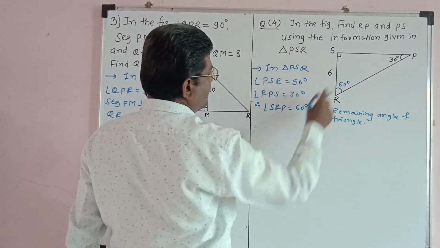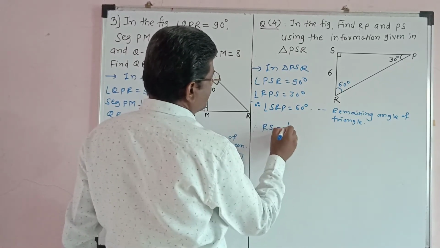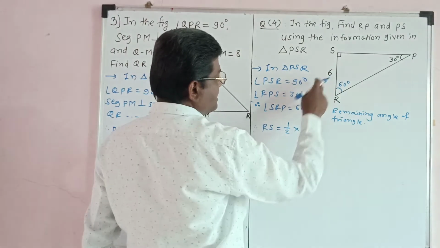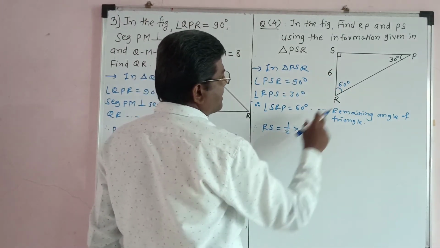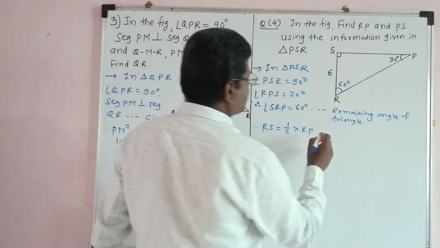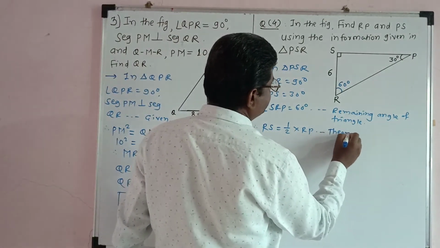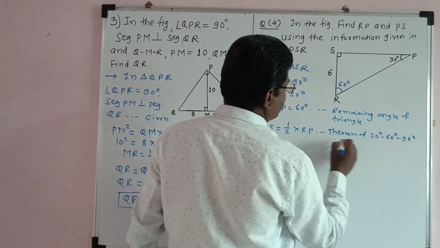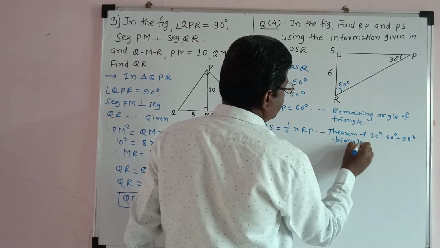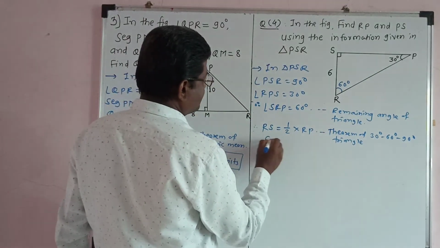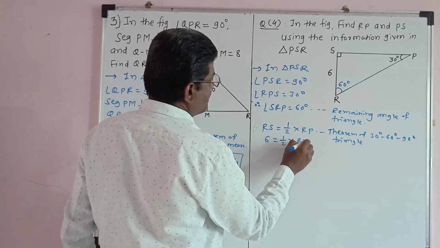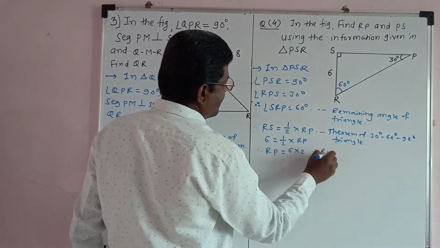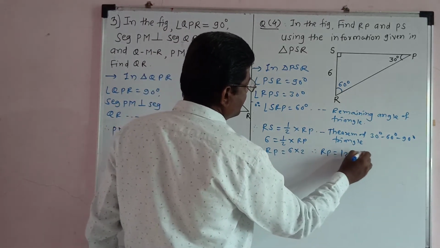Therefore now RS is equal to 1 upon 2 into RP. The side opposite to 30 degree is RS, which is equal to half of RP, that is, half of the hypotenuse. Theorem of 30-60-90 degree triangle. Now RS is 6, which is equal to 1 upon 2 into RP. Therefore RP is equal to 6 into 2. Therefore RP is equal to 12 units.